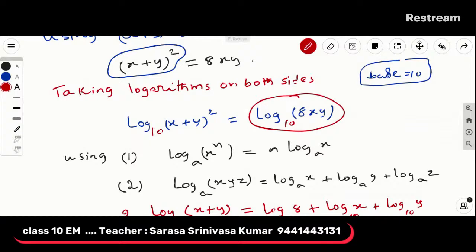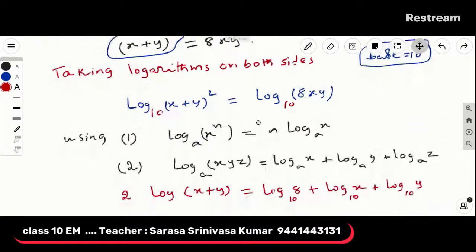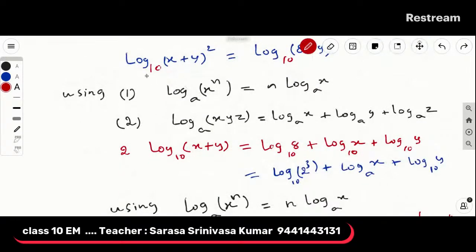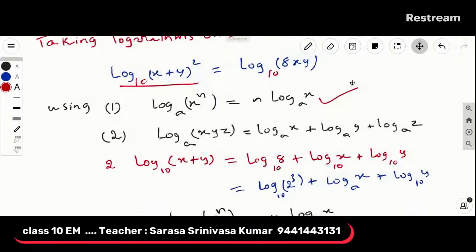Now, we use the first formula on the left hand side. So we can write the left hand side as 2 log of (x plus y) to the base 10. In the next step, log 8xy to the base 10.